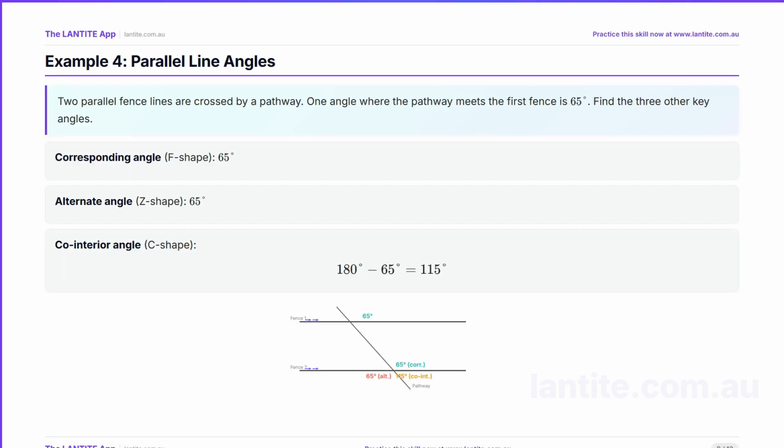Two parallel fence lines are crossed by a pathway, and one angle is 65 degrees. The corresponding angle is in the same position at the other intersection, also 65 degrees. The alternate angle is on the opposite side between the parallels, also 65 degrees. The co-interior angle is on the same side between the parallels, and since co-interior angles sum to 180, it is 180 minus 65, which equals 115 degrees.